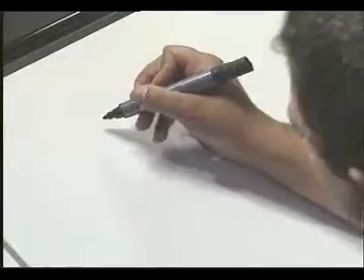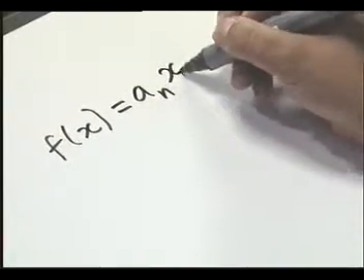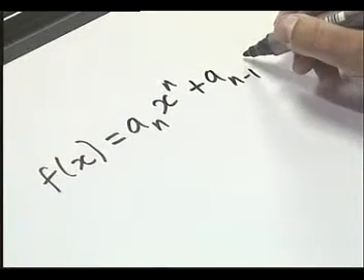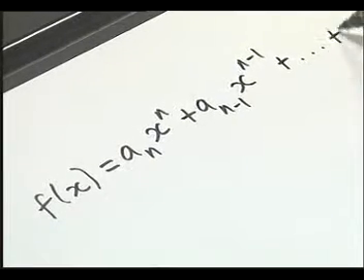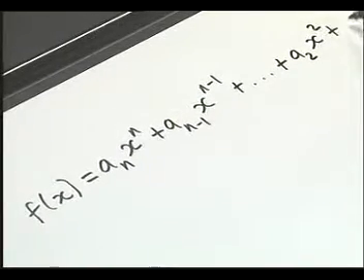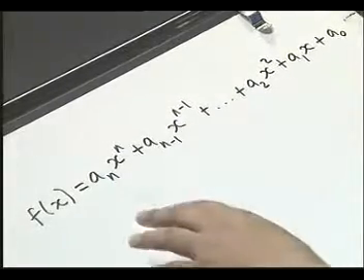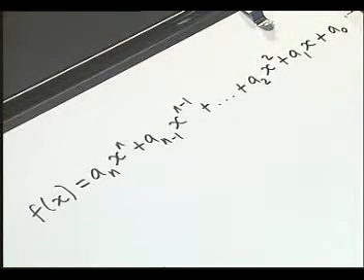So first of all, what is a polynomial? Well, a polynomial of degree n is a function of the form f of x equals a_n x to the power n plus a_(n-1) x to the power n minus 1 plus, and it keeps going all the way until we get to a_2 x squared plus a_1 x plus a_0. And here, the a's represent real numbers and are often called the coefficients.